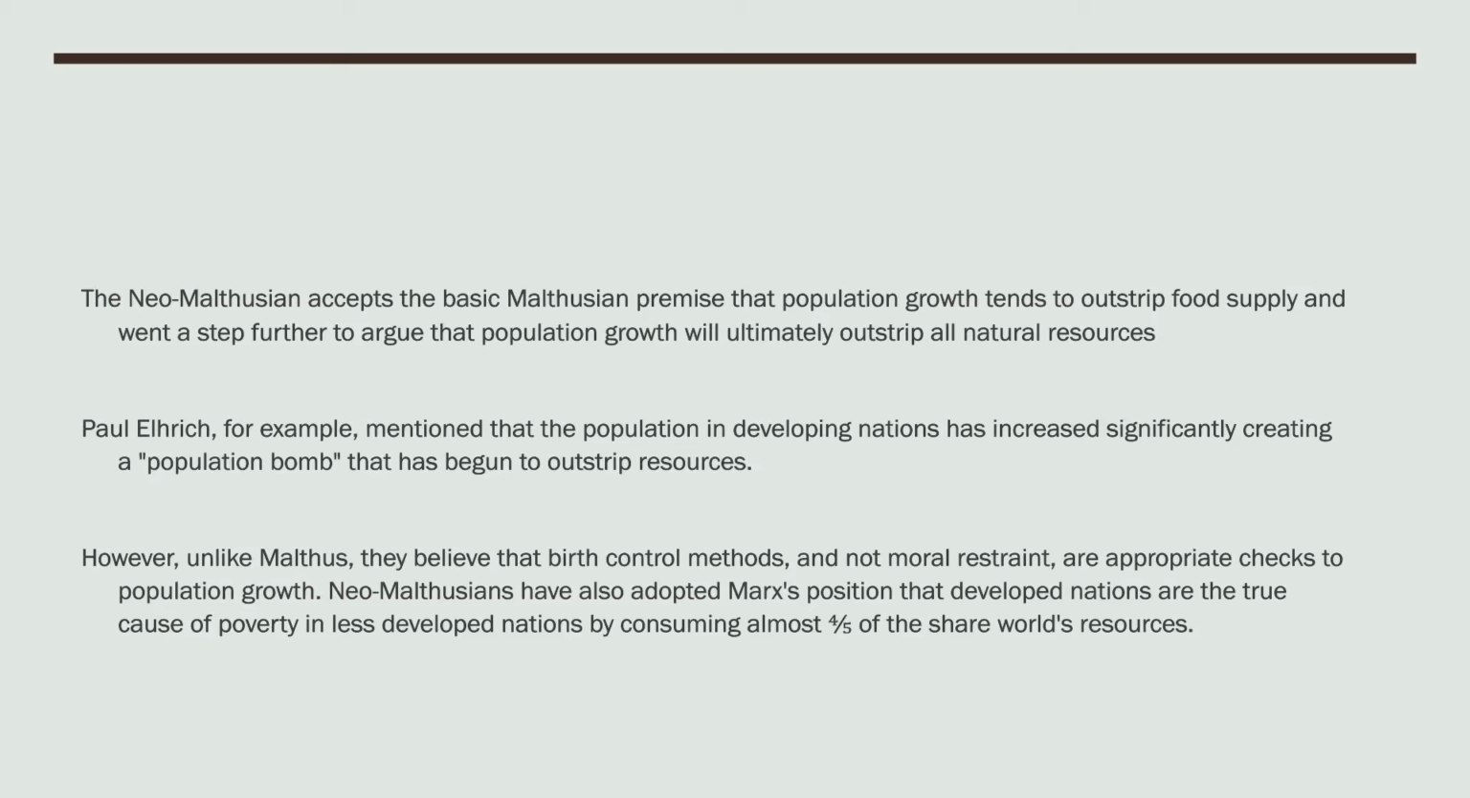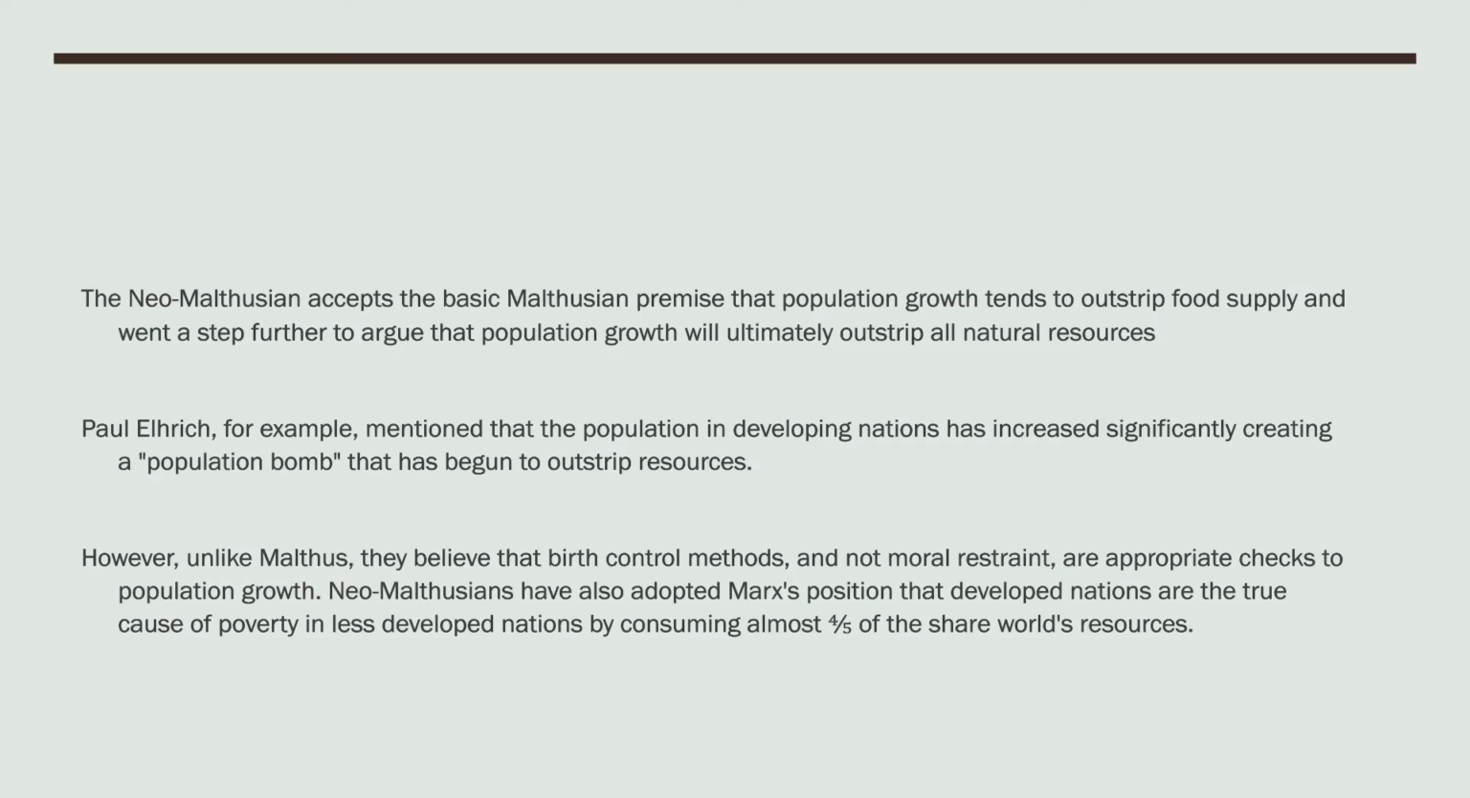Paul Ehrlich, for example, mentioned that the population in developing nations has increased significantly, creating a population bomb that has begun to outstrip resources. Unlike Malthus, they believe that birth control methods are not morally wrong or inappropriate checks to population growth. Neo-Malthusians have adopted Marx's position that developed nations are the true cause of poverty in less developed nations by consuming almost four-fifths of the world's resources.